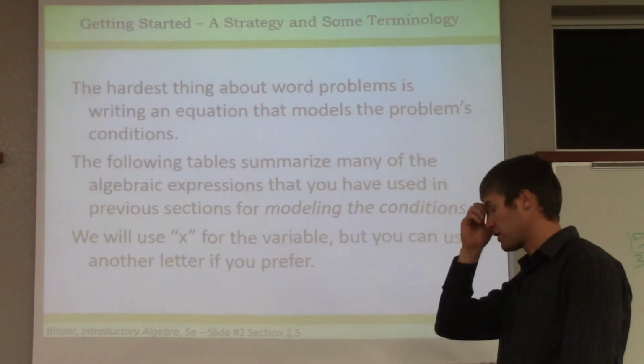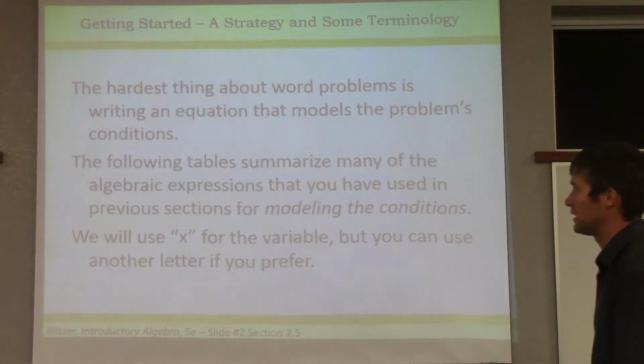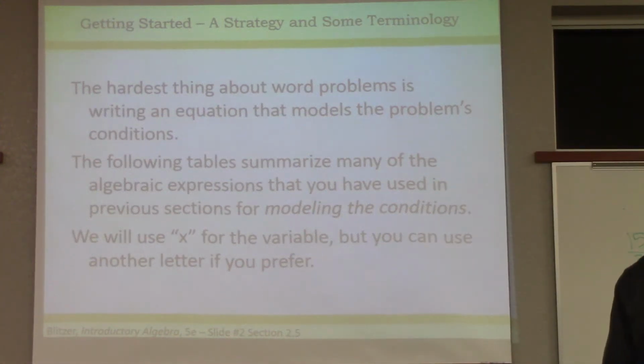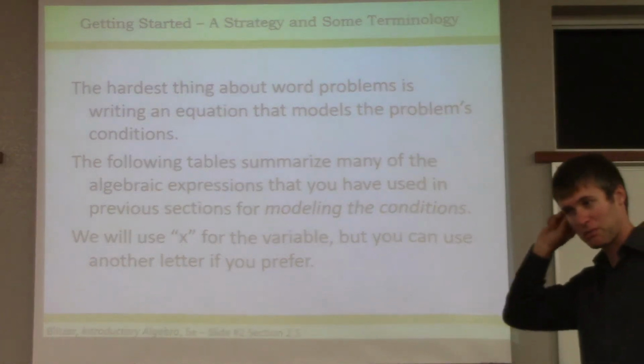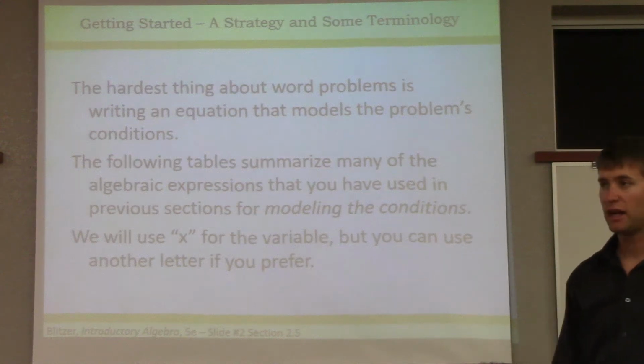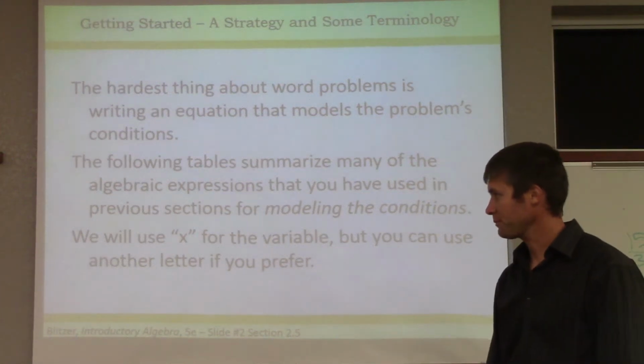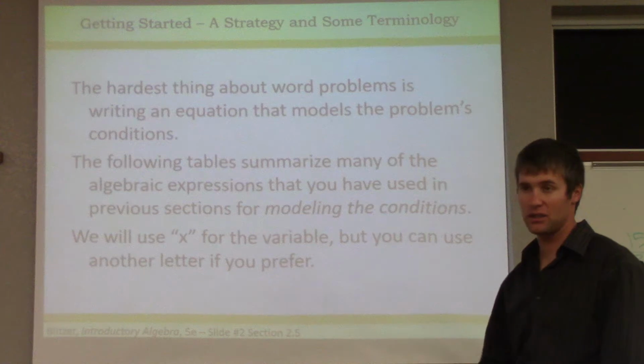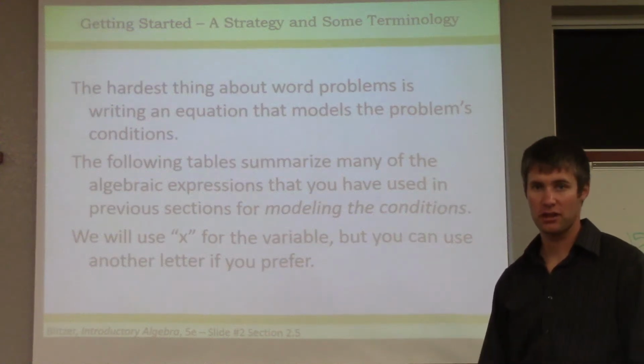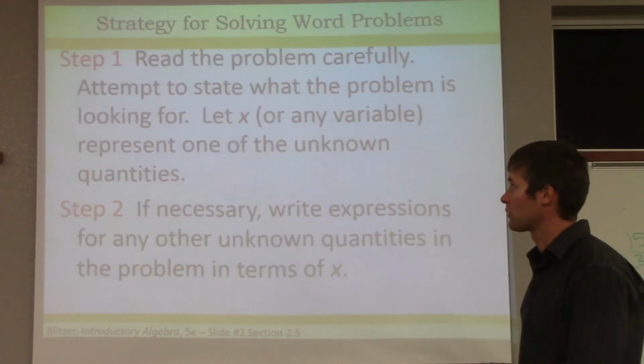So the hardest thing with any story problem is writing an equation. It's coming up with how we take words and put them into a mathematical equation. So that's what we're going to do. We're going to set up some tables of what things you could see, basically just giving you as many pointers as we can, direction along the way. So we're going to start here.